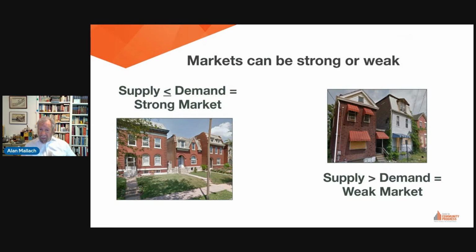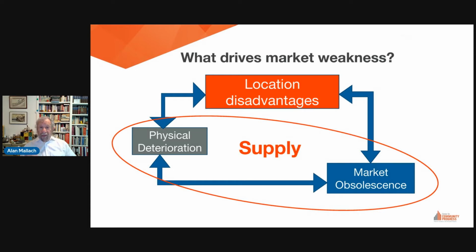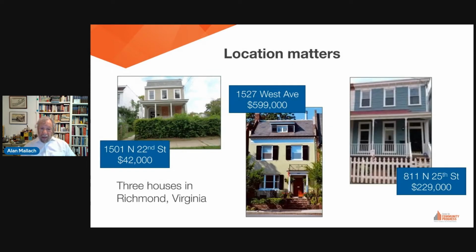So I'm going to walk through them quickly. We talked about the relationship between supply and demand in terms of a strong versus a weak market. Next, please. And we talked about the 3 key factors that drive market weakness: location disadvantages, physical deterioration, and obsolescence. On location, next slide.